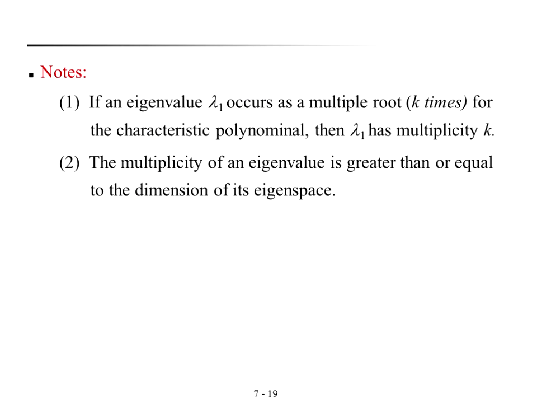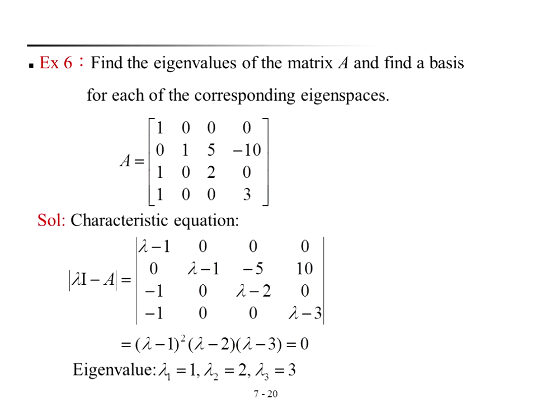Similarly, if an eigenvalue lambda1 occurs as a multiple root k times for the characteristic polynomial, lambda1 has multiplicity k. The multiplicity of the eigenvalue is greater than or equal to the dimension of the eigenspace. Another example: find the eigenvalues of a matrix A, and find the basis for each corresponding eigenvalue.